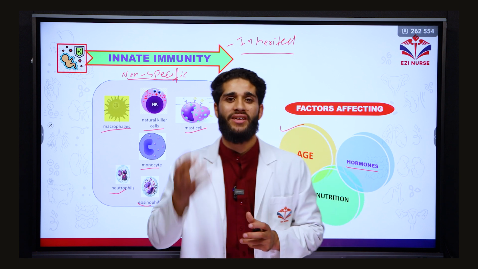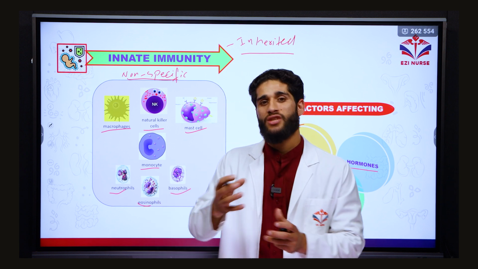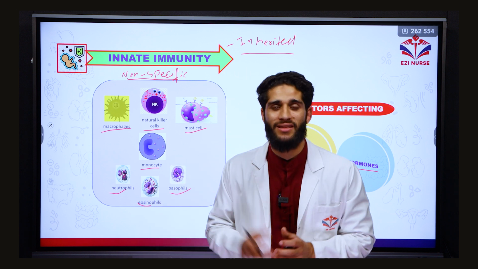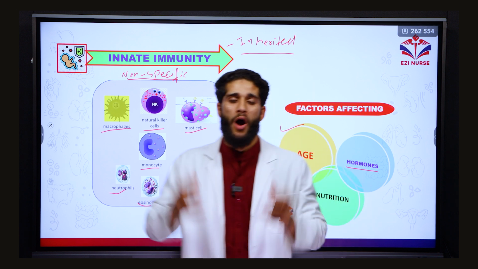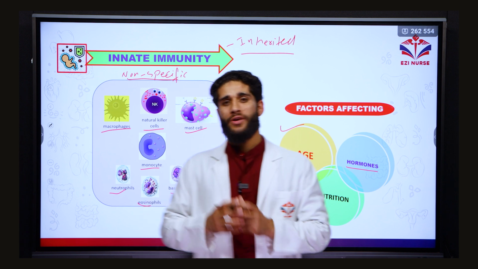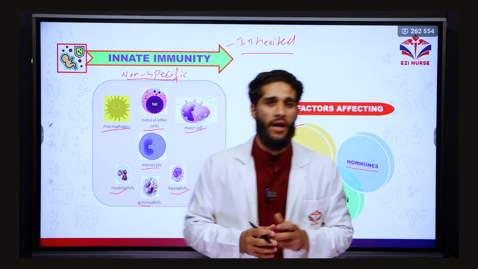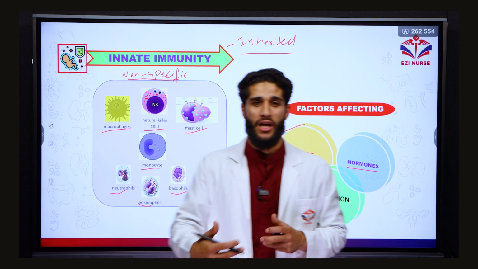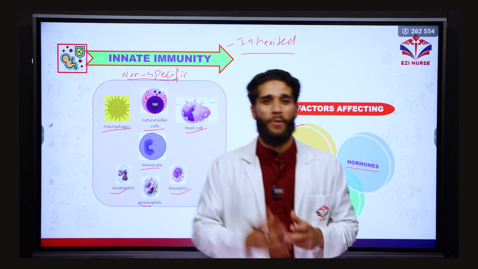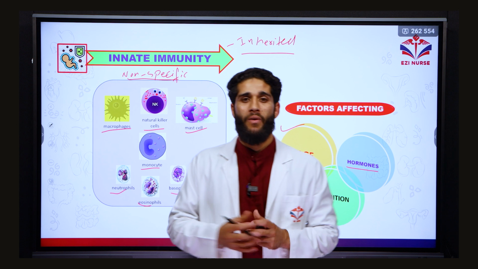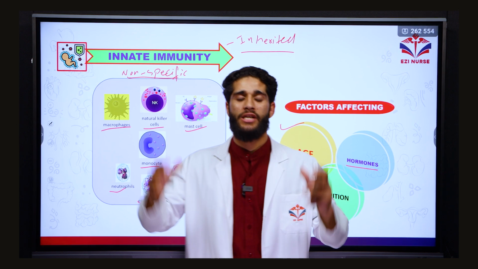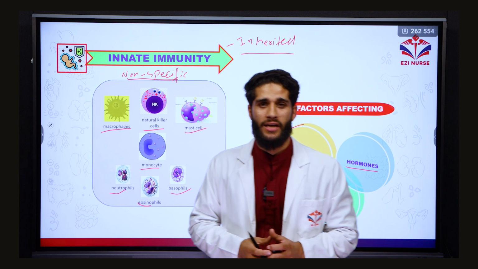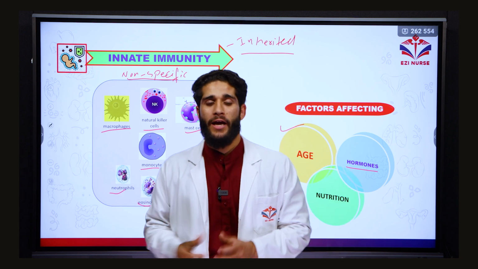In our eyes, we have tears in the conjunctiva that flush out bacteria. There is also a chemical present, lysozyme, which also protects our eyes from bacteria and other microorganisms. That's how it plays a role. Inflammation and fever are also types of innate immunity. When the body temperature rises, at one stage it destroys the colonization of bacteria. That's how it plays a role in innate immunity.